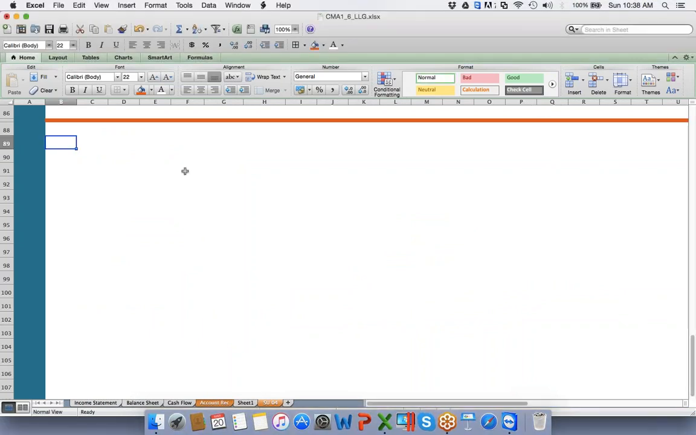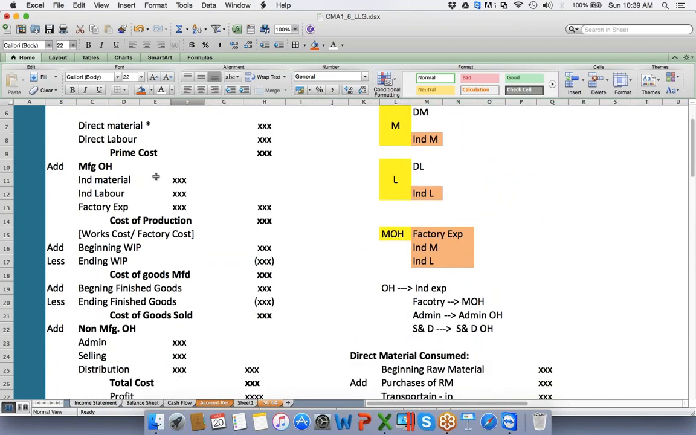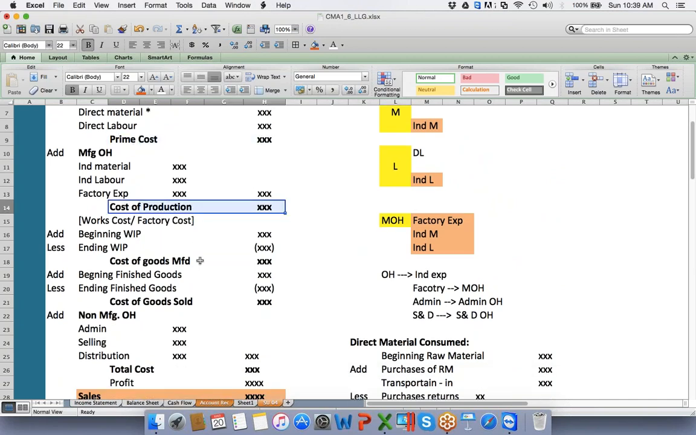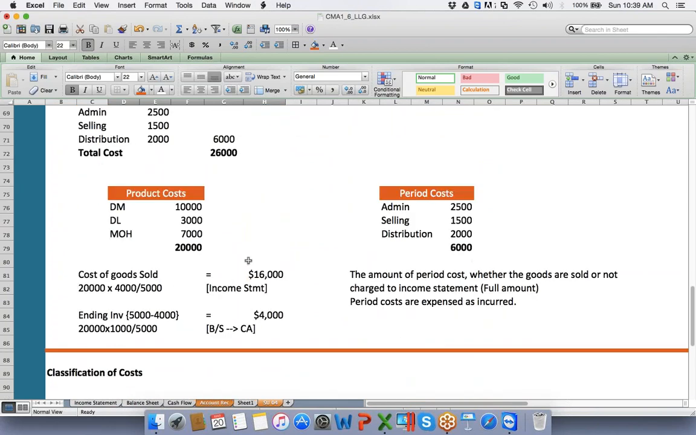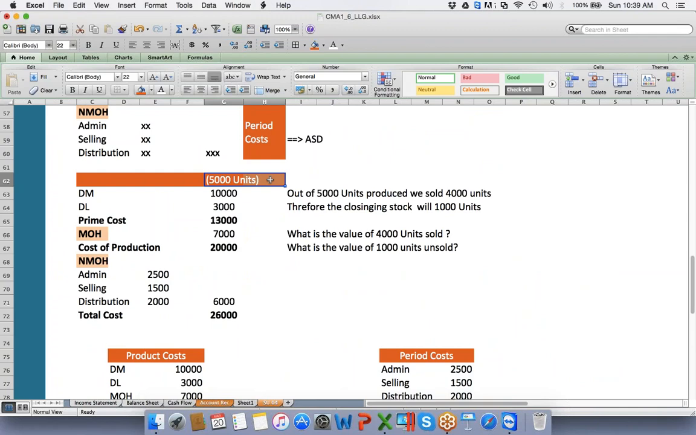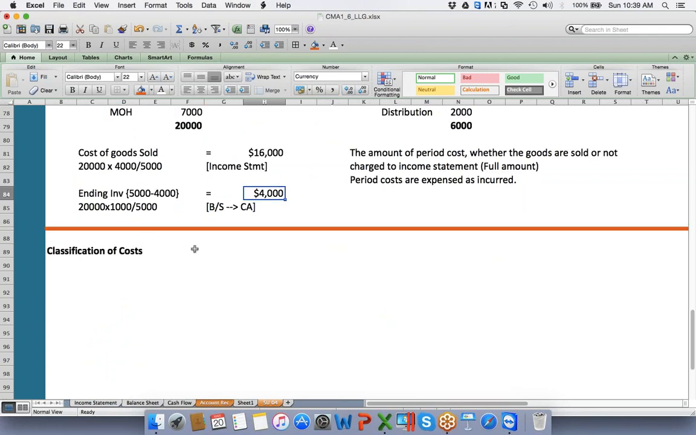Now, let us learn the classification of costs. We know how the costs are treated in our cost sheet. We learned the full-length cost sheet, and we know where to place the costs. But some of the expenses are not even going to the balance sheet, even though a single unit is not produced or sold. For example, period cost. Say you produced 5,000 units, but nothing is sold. Still, 6,000 will go to income statement, and the entire 20,000 will go to balance sheet. Clear?